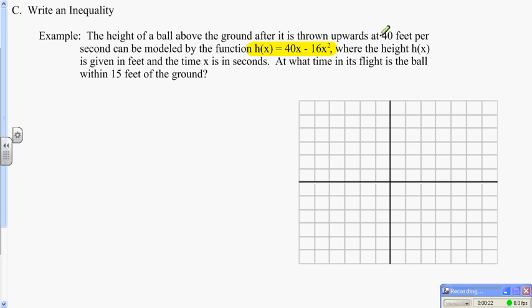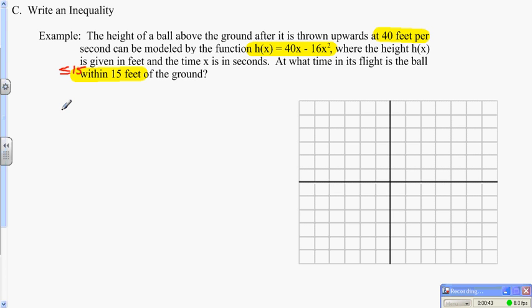It tells us the rate at which it's thrown, and that's already put into our formula. And what we're wondering is, when is it within 15 feet? And we're going to consider that less than or equal to 15, because it is within 15 feet. It will include 15 in this case.